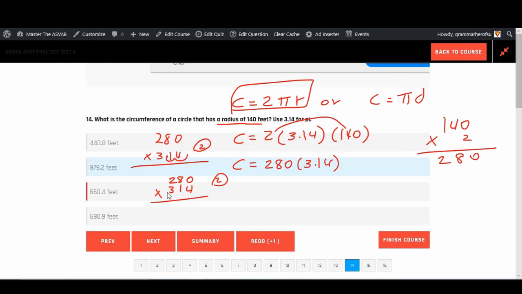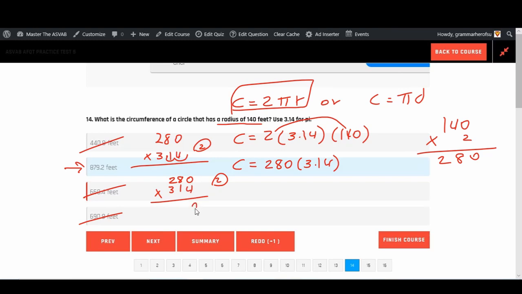And if you take a look, you could probably estimate this, approximate this answer choice pretty easily. 280 is about 300, 314 is about 300. So my answer that I'm going to be looking for is going to be about 900. 660 is not close to 900. 690 is not close to 900. 440 is not close to 900. So if I just wanted to guess, I would be guessing this one because it's the closest one to 900. But that said, let's go ahead and work this out.